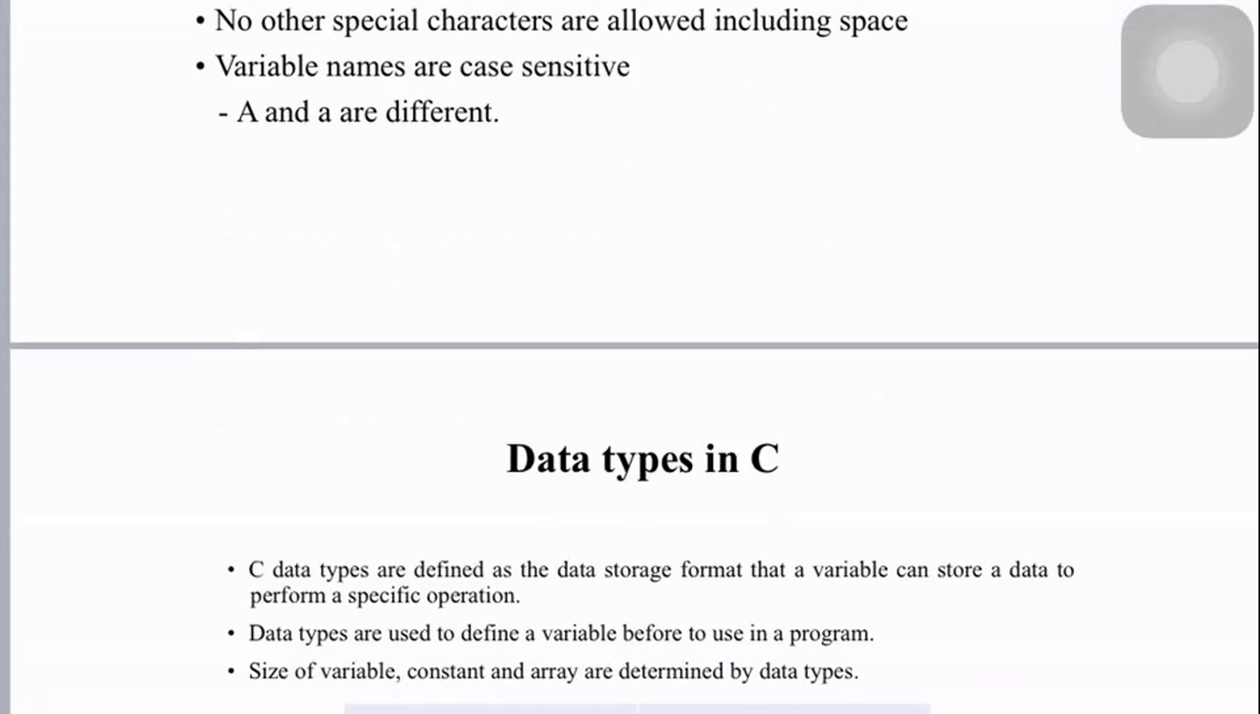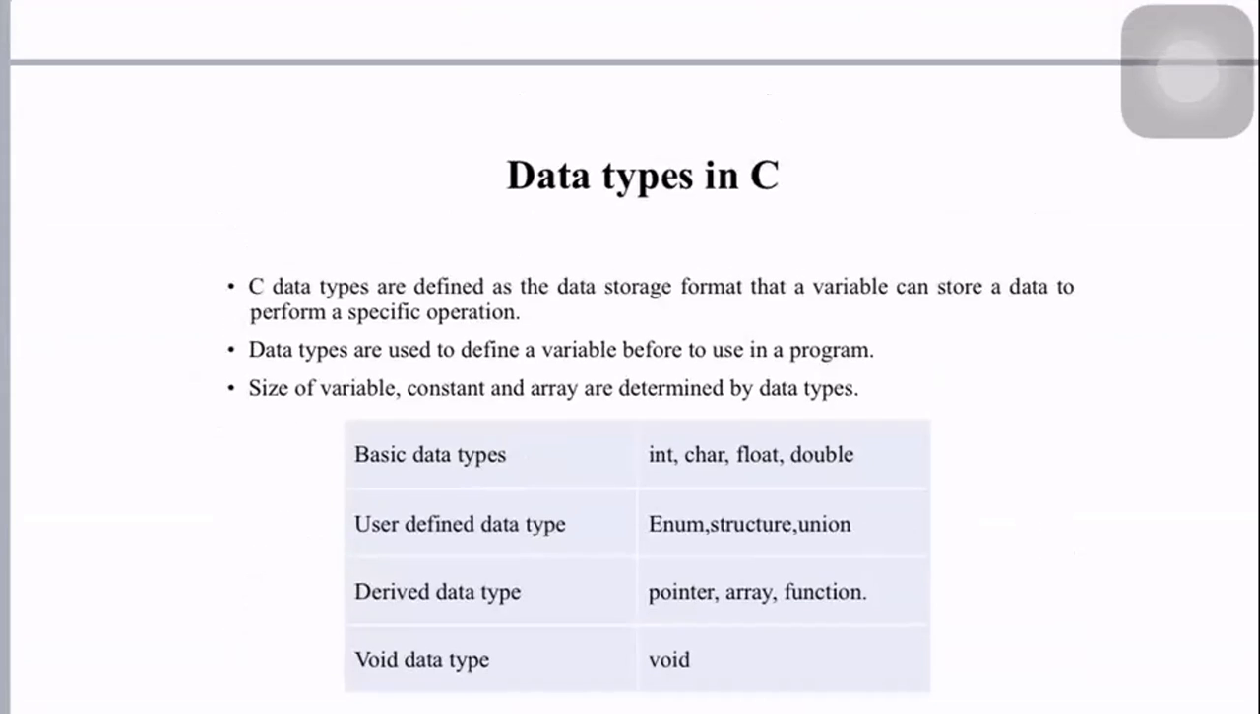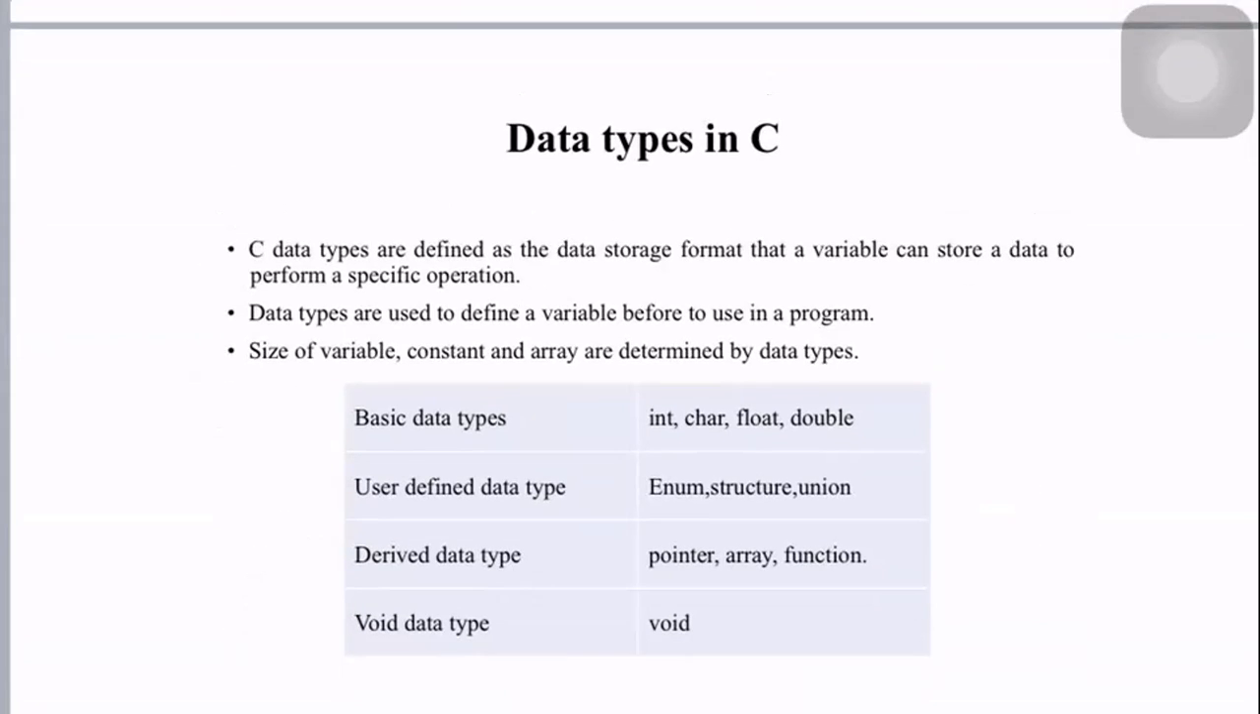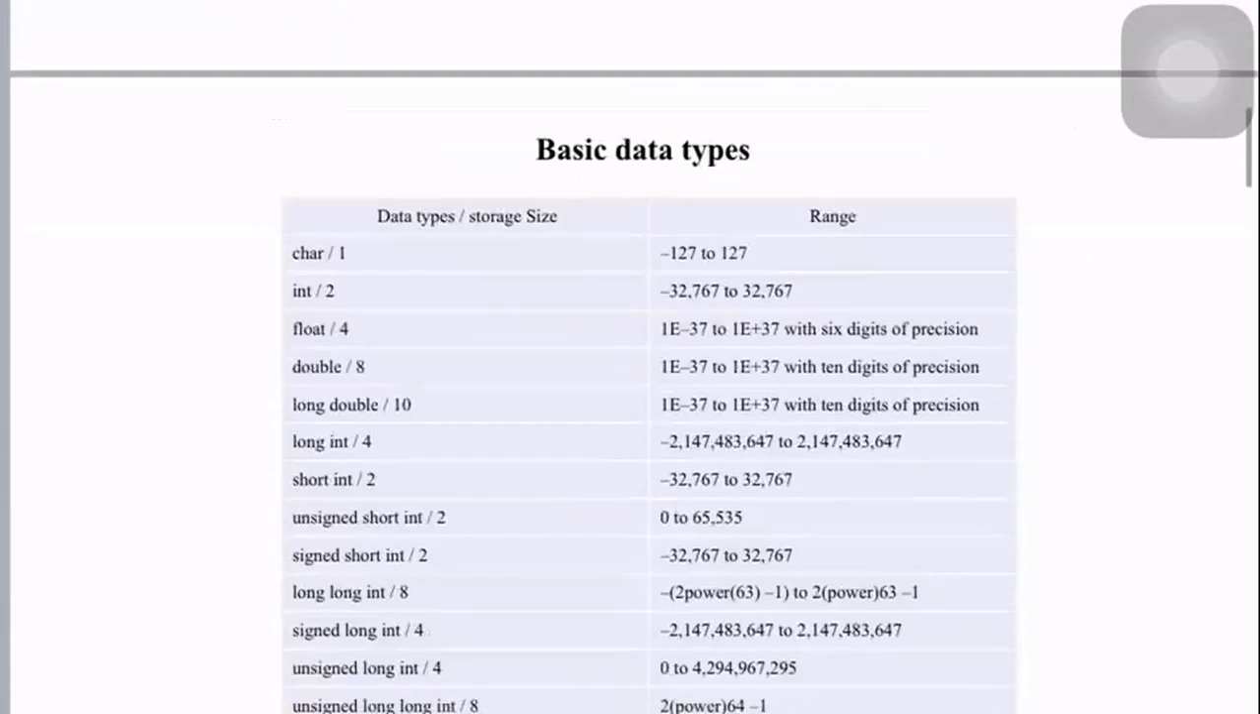So now coming to the data types. Data types define the data storage, and there are four types. One is the basic data types, then user defined and derived data types, and the void data type is also counted as a basic data type. Now coming to the basic data types, there are int, char, float, and double. These are the storage sizes and the ranges of the basic data types. So you can see this.